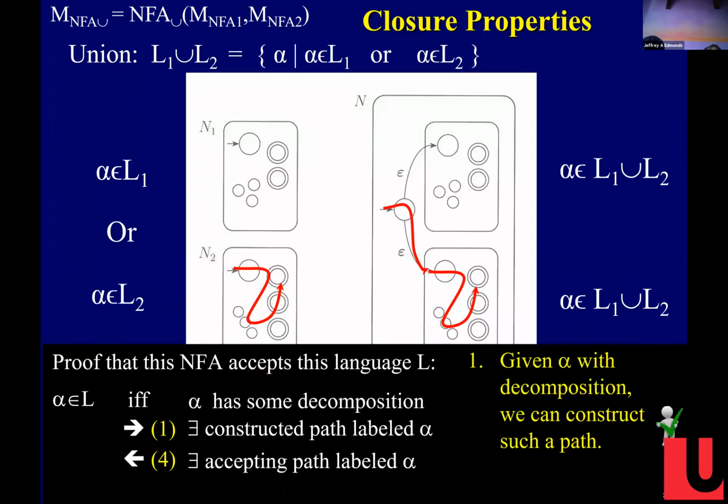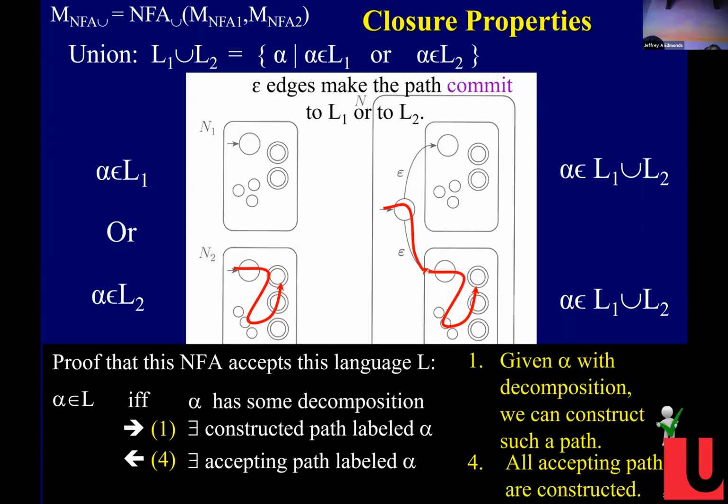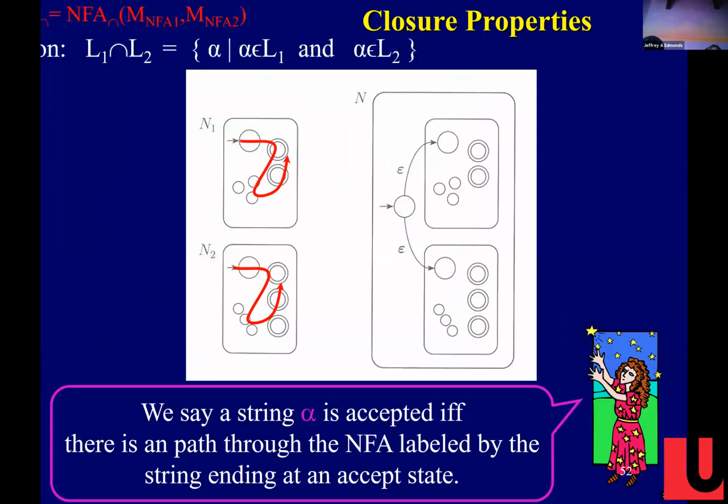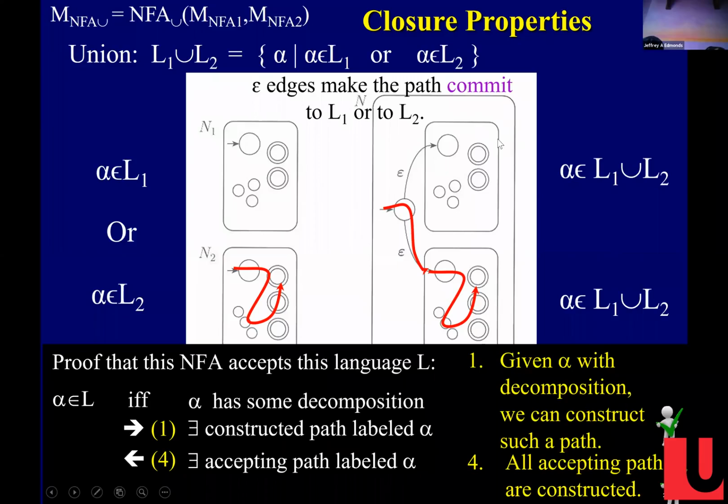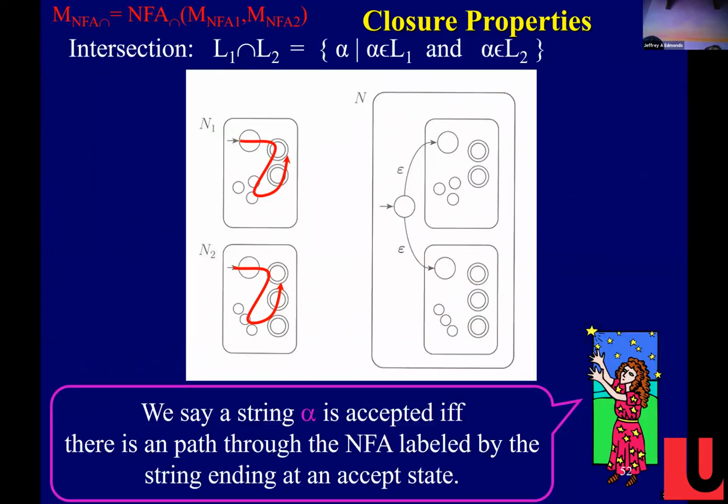But now let's go the other direction. Suppose there is a path that goes from here to here. Well, then it has to commit to going one way or the other. Any path from the start state to an accept state can't travel between these. It either commits to going down here or it commits to going down here. And if it commits to coming down here, then we know that it's in L1. Otherwise, it's in L2. Right? Does that make sense? Everybody getting union?